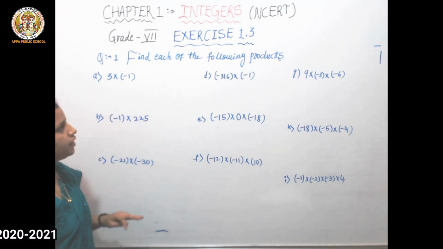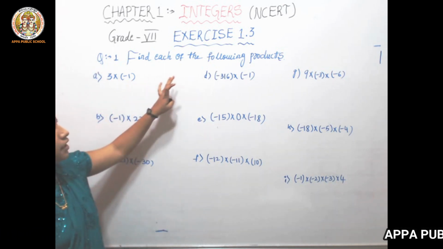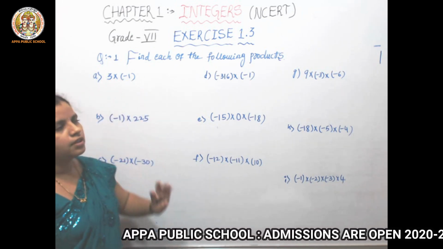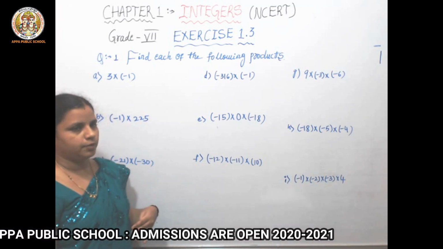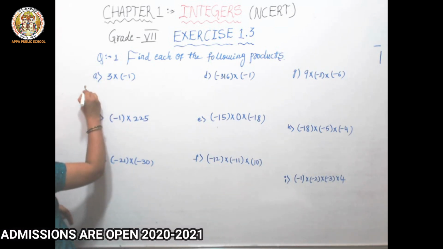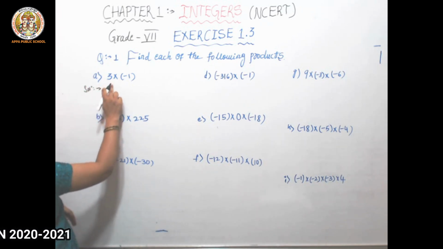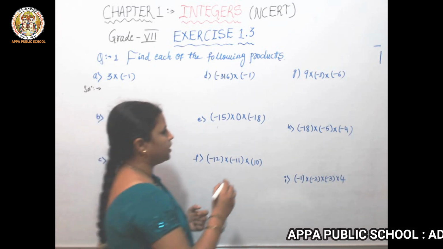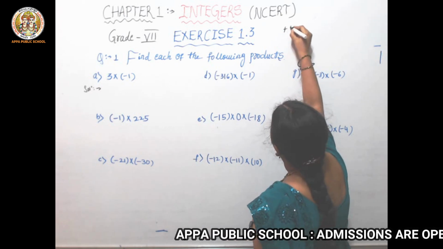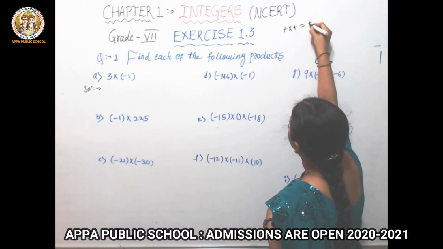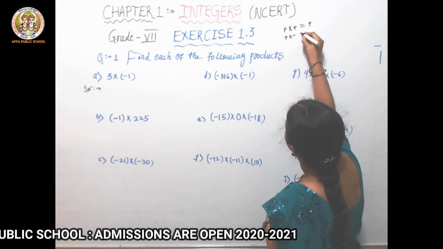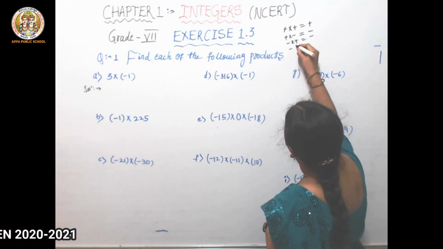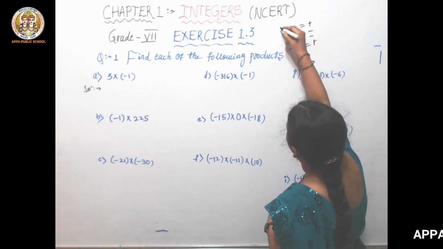The exercise 1.3, first question asks, find each of the following product. Here we have to calculate the product of the integers. Product means it is multiplication. Now the first one asks, what we are having? 3 into minus 1. Here already I said you that plus into plus is plus, plus into minus is minus, minus into plus is minus, minus into minus is plus.